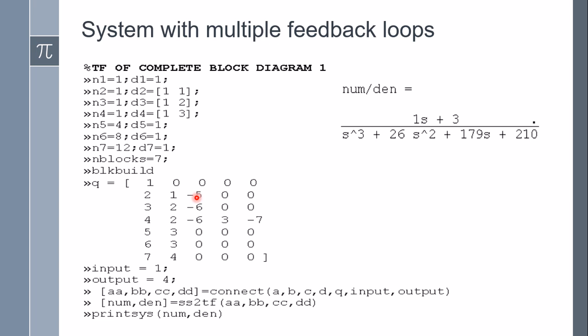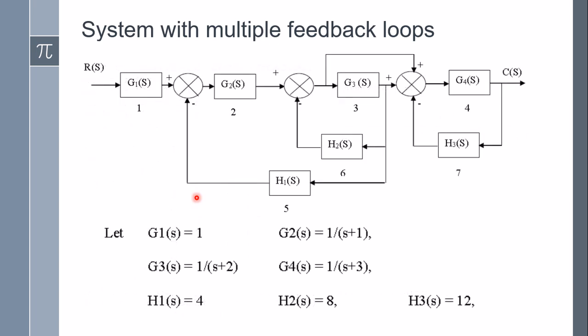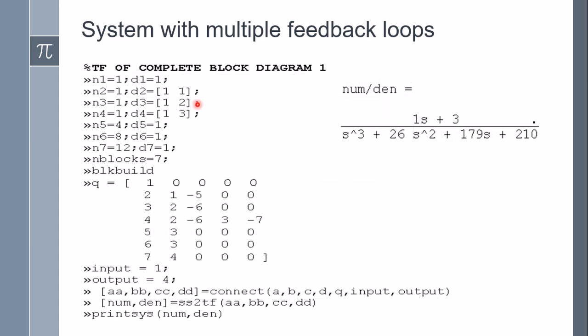It is receiving only 2 inputs. Your block 2 is receiving only 2 inputs, one from block 1 and the other from block 5. From block 1 it is connected to positive, from block 5 the output is connected to negative. So that's why the entries are 1 and -5.